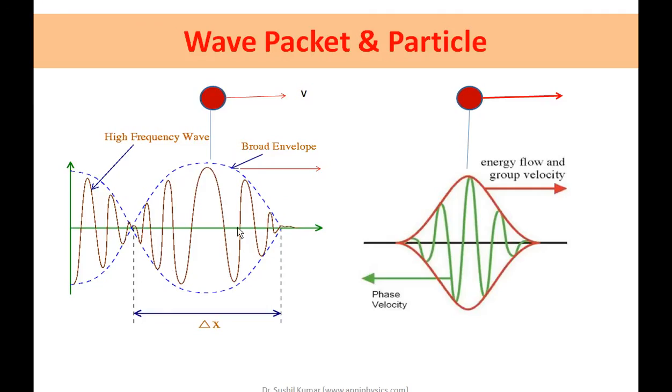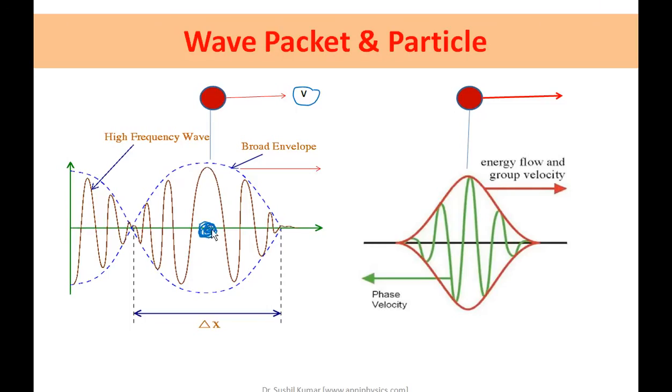This is the phase velocity, or you can say wave velocity, and the second thing is the velocity of this wave packet. Here the red color line indicates the envelope, that is the wave packet, and its speed is determined by Vg, which we have shown, and this is our particle moving with velocity v. So according to de Broglie, the group velocity travels with the same speed as the particle. The second point is that you see maximum amplitude at the center, so it means the probability to find the particle is at the center.